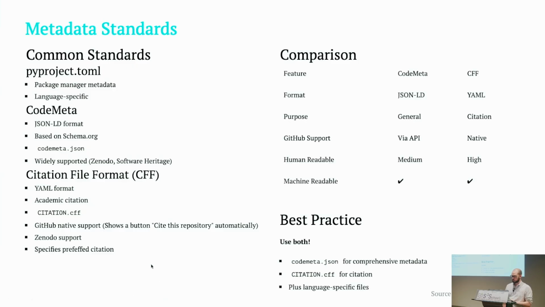So here is a comparison of the two. A good practice would be to use both because they are not made for exactly the same thing. So codemeta.json is much more comprehensive to describe your software, and citation.cff is really made for citation. And you will always have your language-specific files. The pyproject.toml will stay there, of course.